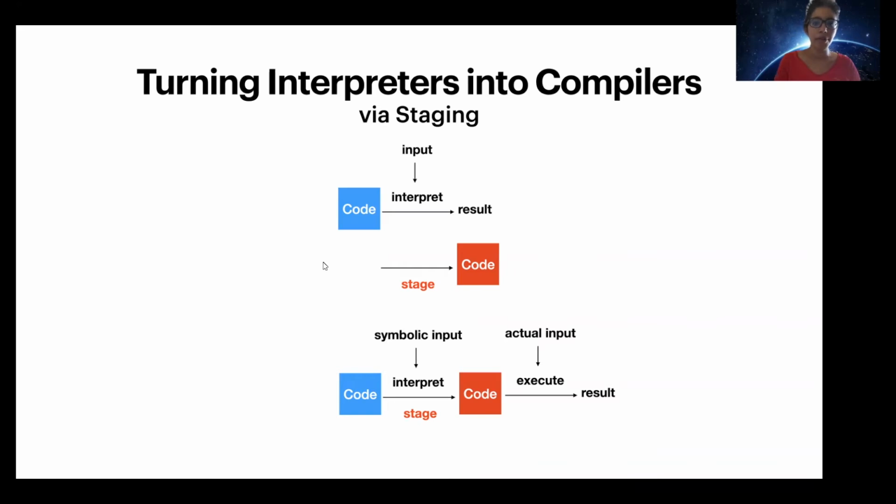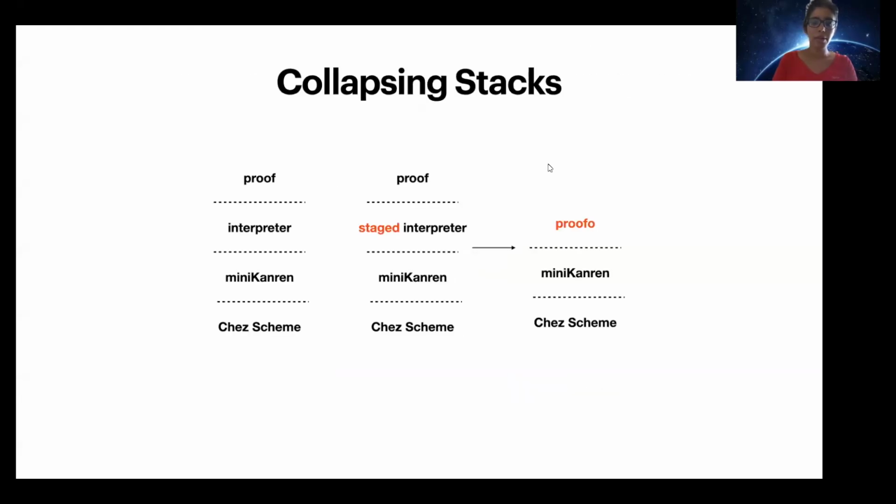So the idea is that an interpreter is something that takes code and additional input and produces a result. And staging is a process that produces code. And by staging an interpreter, which takes code and some symbolic input, we can generate second stage code that when executed with actual input produces a result. And so going back to our picture here, what we see is that the staged interpreter is a compiler from functional code to relational code. So it turns functions into relations via compilation.